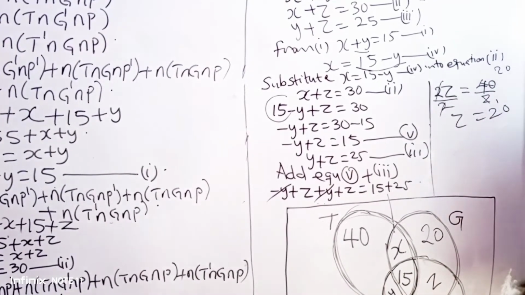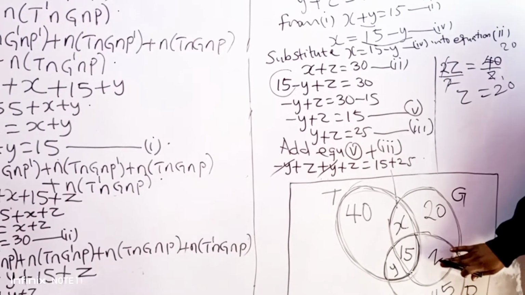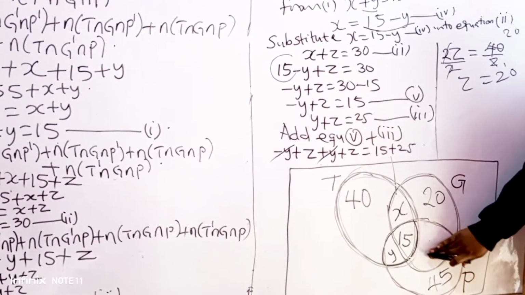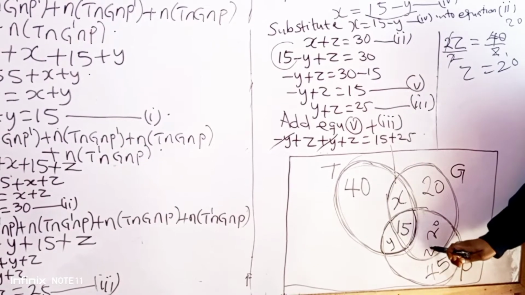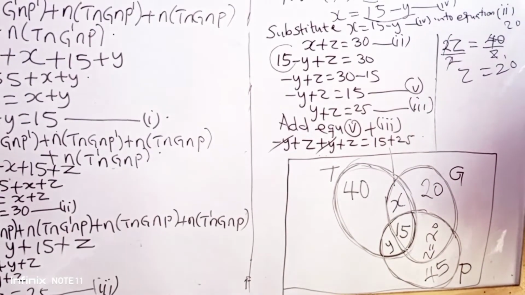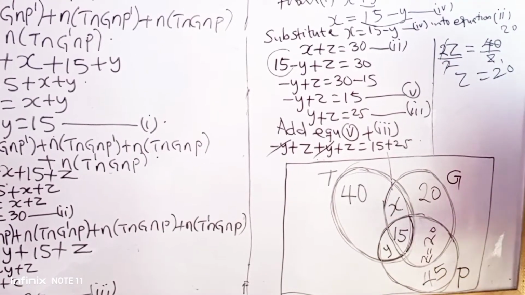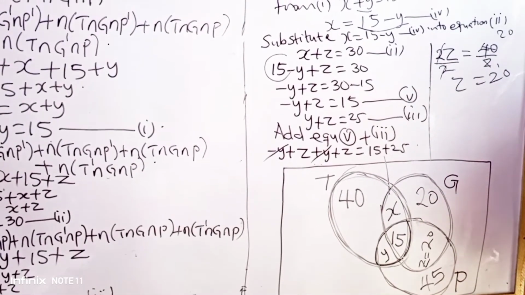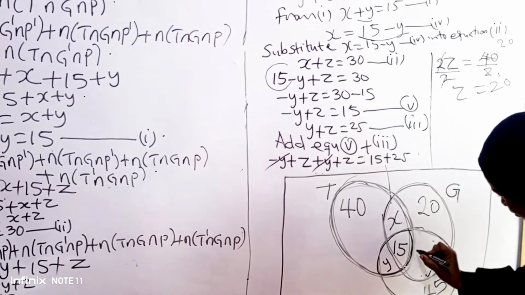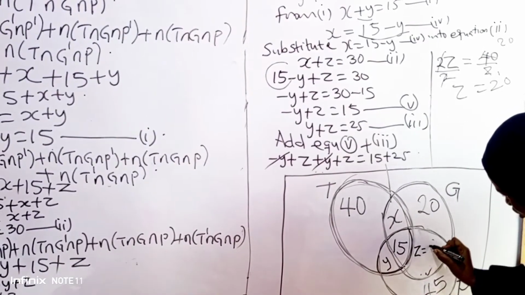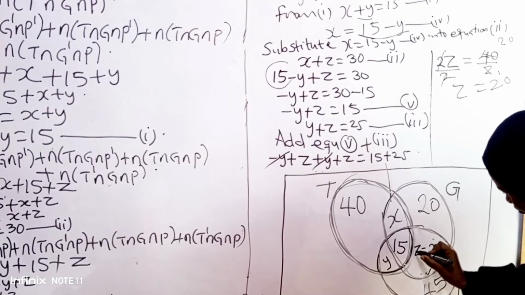So I can quickly come to where I have z in my Venn diagram and write 20 there. But remember to write z is equal to 20, so that anytime you need it, you will not be looking for it up and down. Let me write it this way. z is equal to 20.